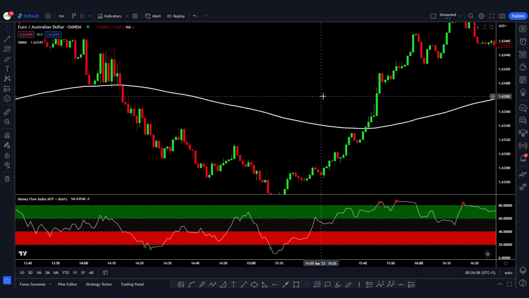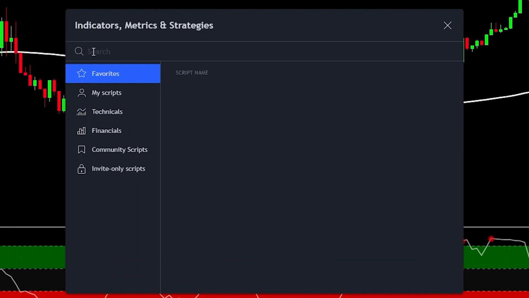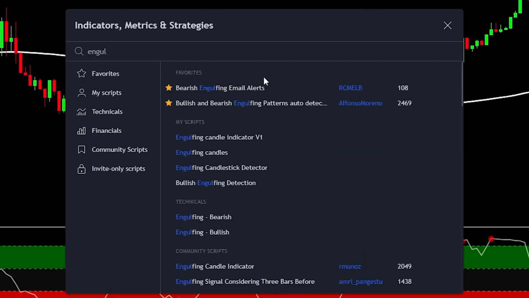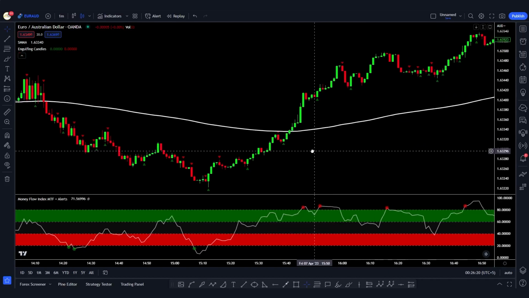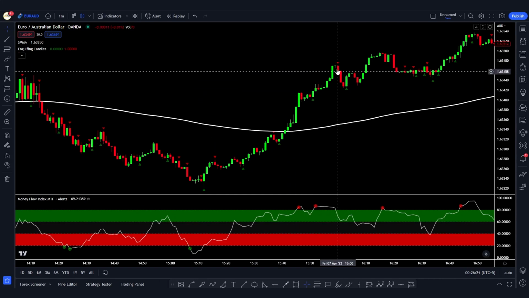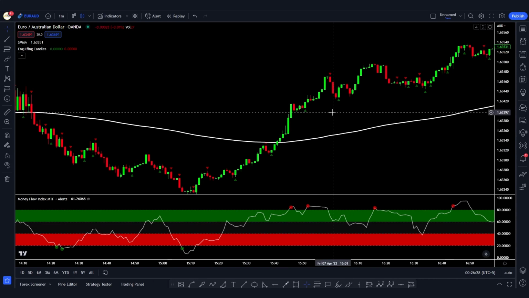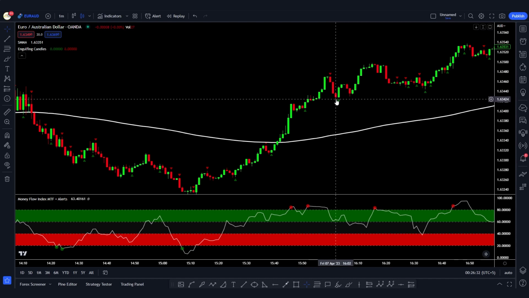Now let's go ahead and add the last indicator to the chart, and that indicator, as suggested by ChatGPT, is the engulfing candlestick patterns indicator. So we're going to search for engulfing candlestick pattern indicator, and we're going to add this one by Armunos to the chart. Now this indicator tells us about all the engulfing candlestick patterns that are forming on the chart by giving us these red and green triangles, and the engulfing candlestick patterns are ones in which the body of the next candle totally engulfs the body of the previous candle.